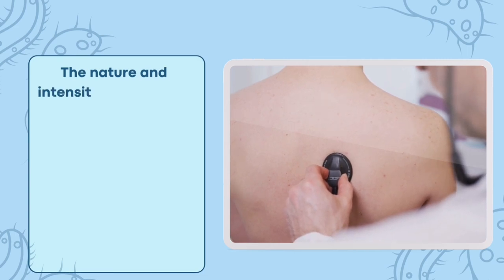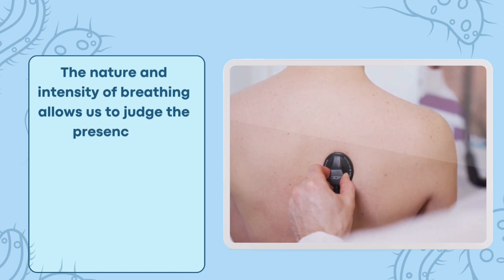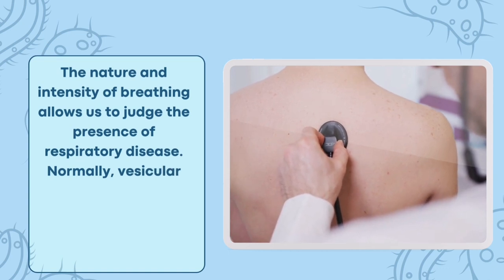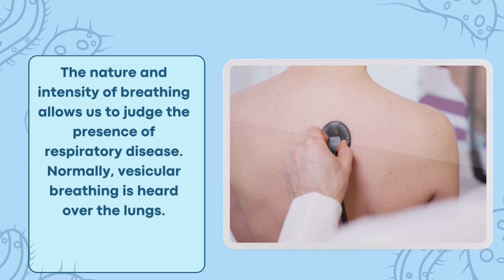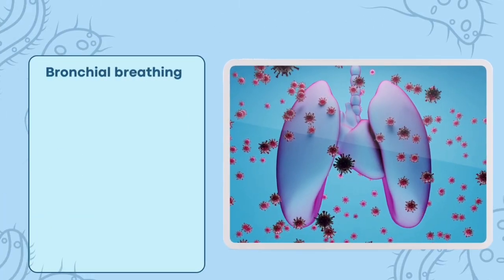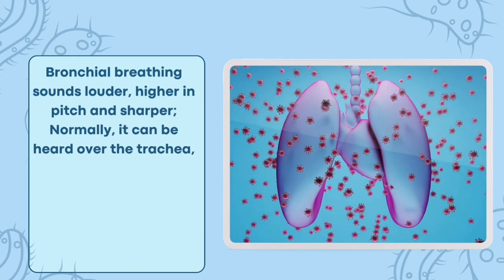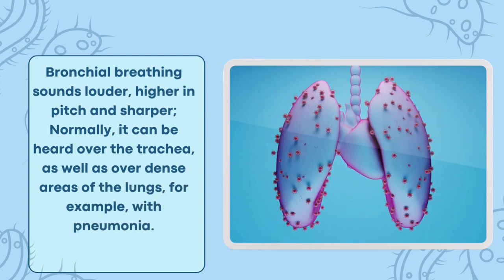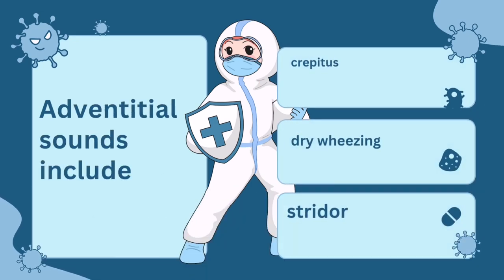The nature and the intensity of breathing allows you to judge the presence of respiratory disease. Normally, vesicular breathing is heard over the lungs. Bronchial breathing sounds louder, high in pitch, and sharper. Normally, it can be heard over the trachea as well as over dense areas of the lungs, for example, with pneumonia. Adventitious sounds include crepitus, dry wheezing, and stridor.